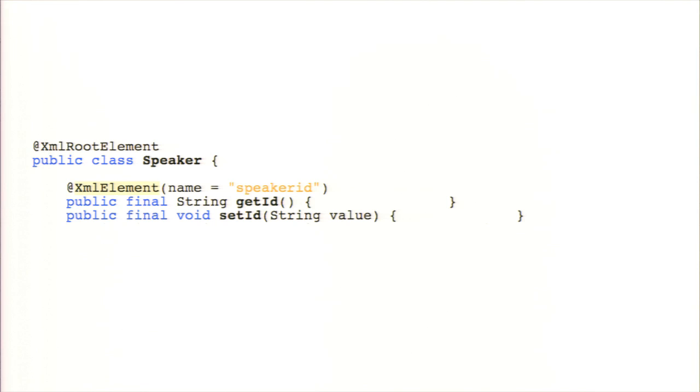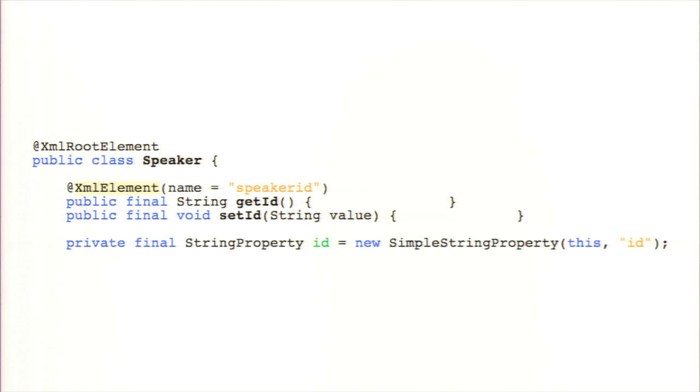What we want to use in a JavaFX application is a JavaFX property. But as you will see, because the JavaFX property extends the concept of a Java bean, it's really easy to mix JAX-B and JavaFX properties at this point. If you want to do this, we just declare a JavaFX property. So this is an interface defined in the JavaFX runtime. Here we have an implementation of that, the simple string property, which is the simplest approach to create a property.